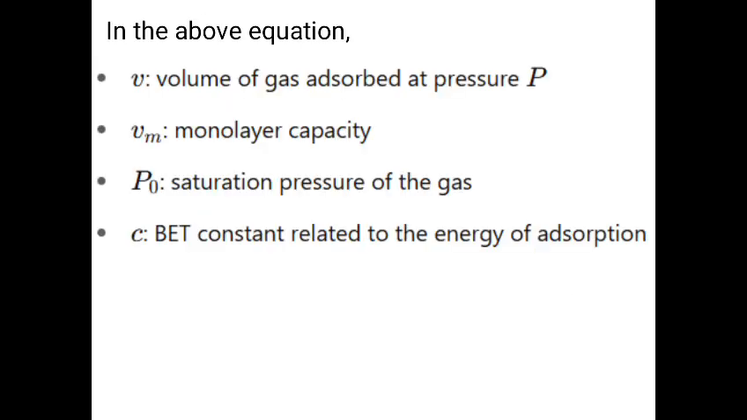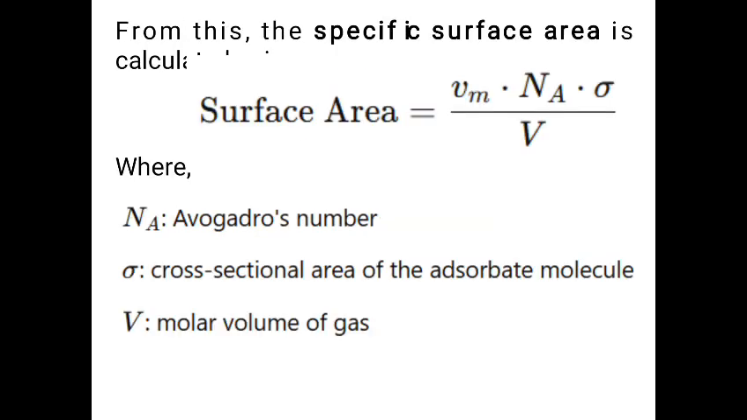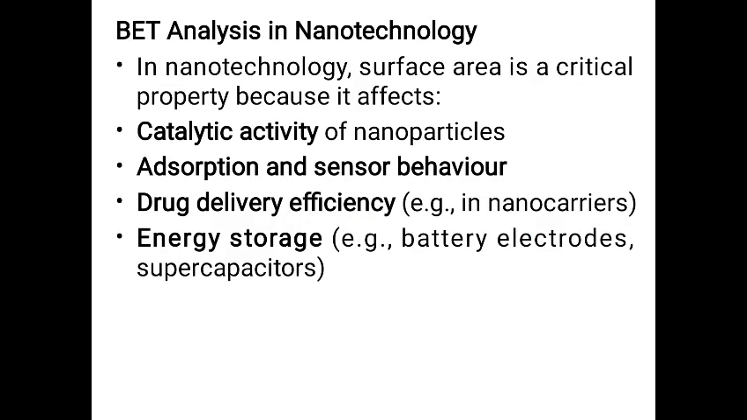In this equation, V is the volume of gas that is adsorbed at pressure P. Vm is the monolayer capacity. Po is the saturation pressure of the gas, and C is the BET constant that is related to the energy of adsorption. From the above, the specific surface area is calculated as Vm Na sigma by V, where Na is the Avogadro's number, sigma is the cross-sectional area of the adsorbate molecule, and V is the molar volume of the gas.